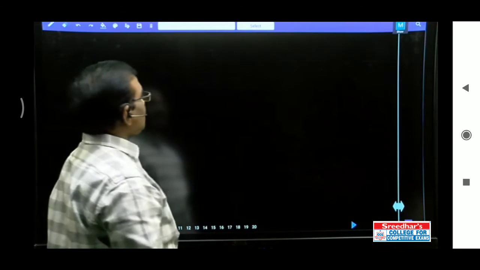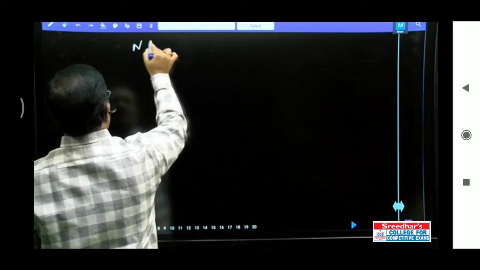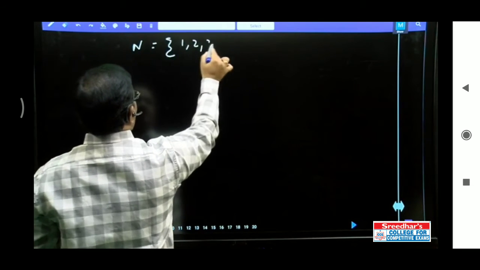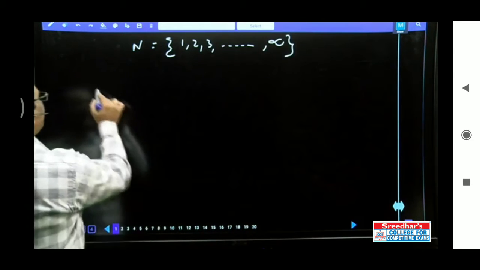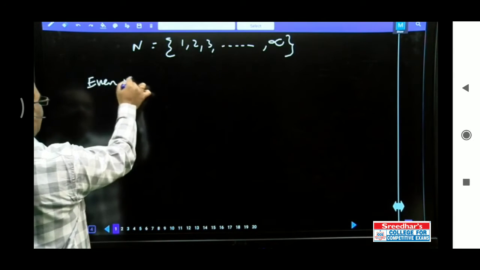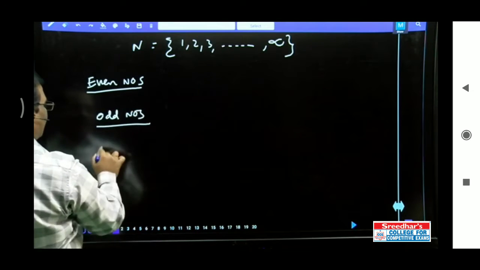Next, natural numbers. The set of natural numbers is 1, 2, 3 and so on, up to infinity. Natural numbers are further classified into even numbers, odd numbers, prime numbers, and composite numbers.